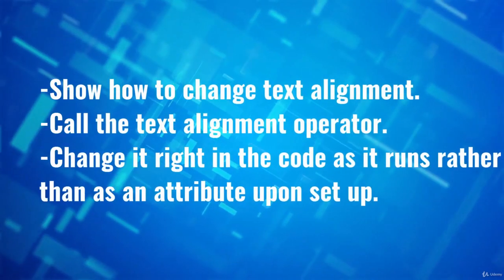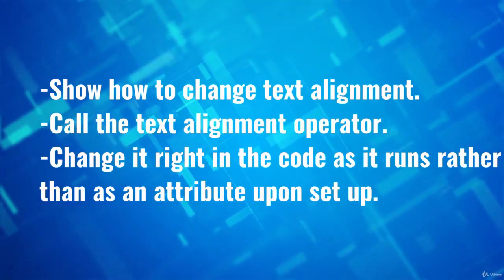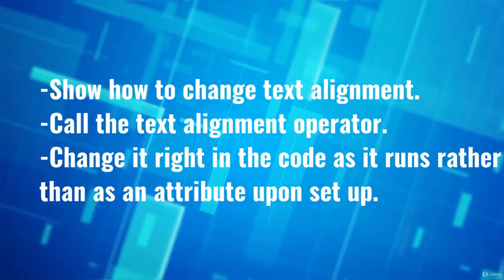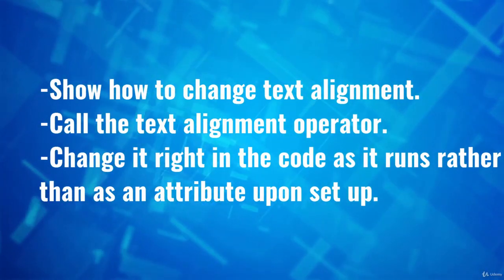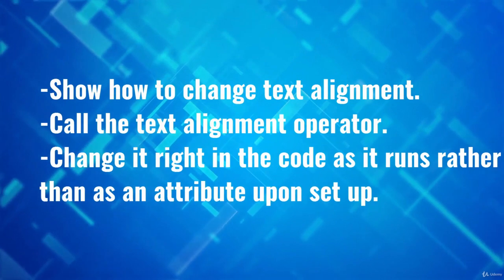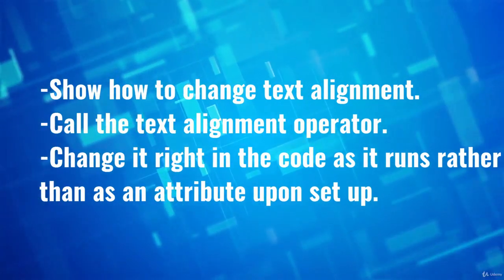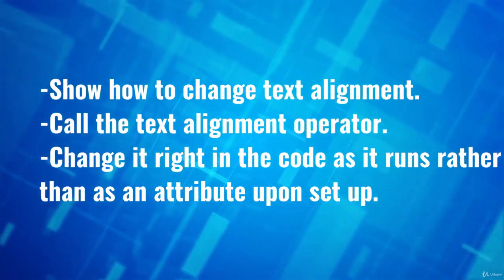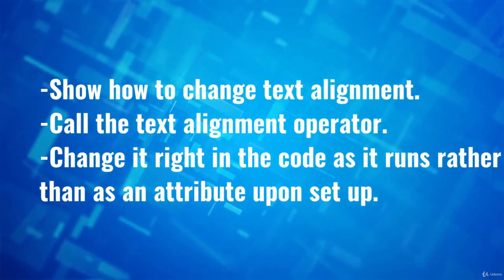So we're going to go ahead and show you how to change the text alignment. This is where the text is in relation to the screen, so centered, left, right, stuff like that. So we're going to call the text alignment operator on our LBL label. So this is no longer LBL label.text, this is LBL label.text alignment. Okay, so it's a completely different function.